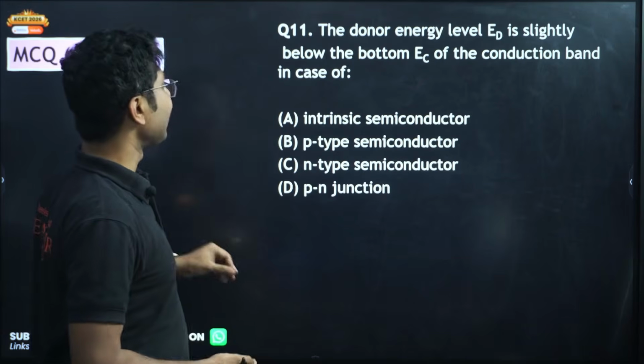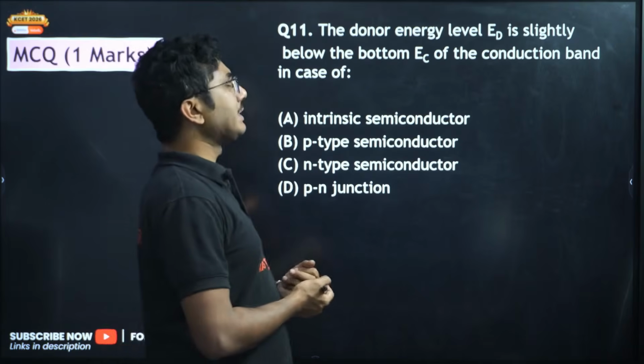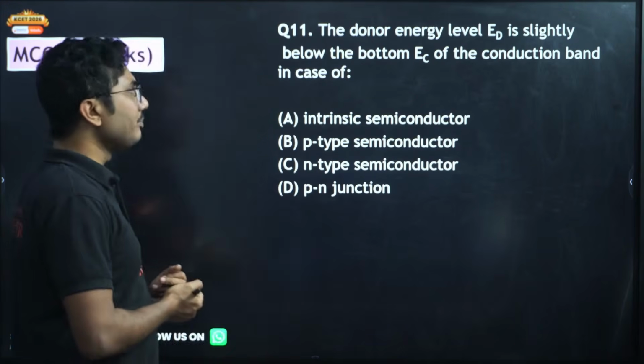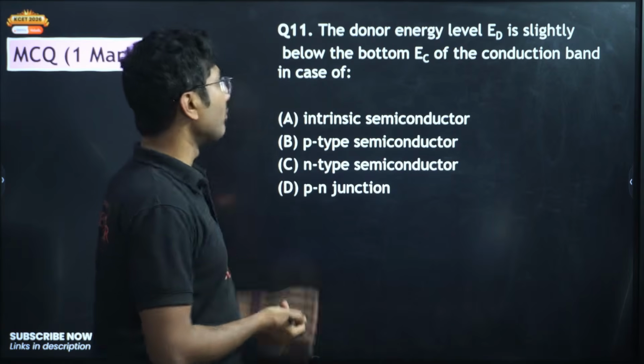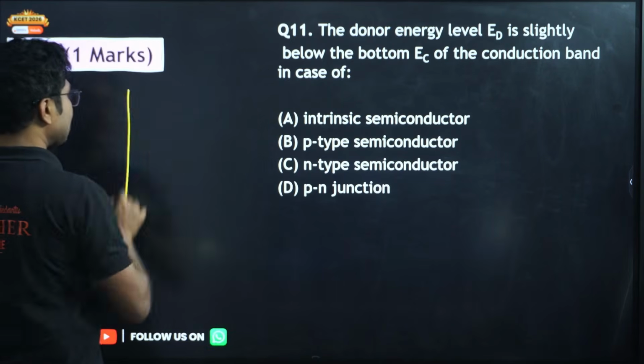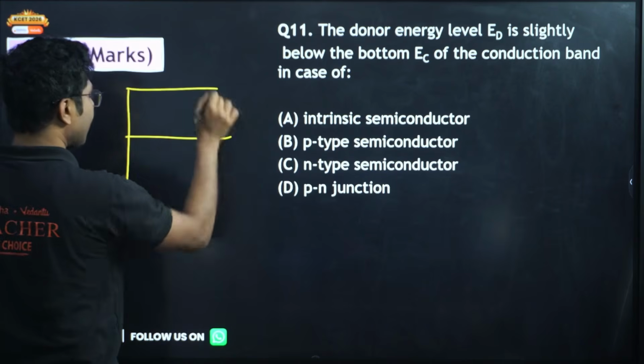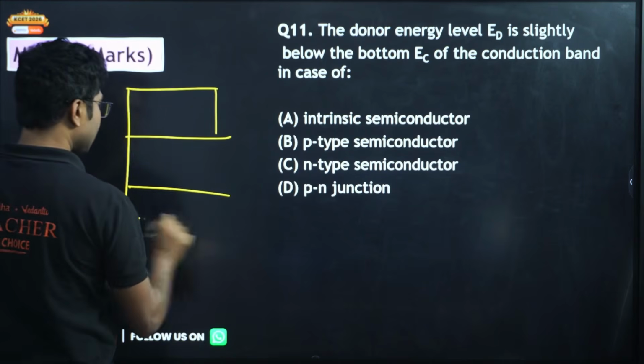Now question number 11: the donor energy level ED is slightly below the bottom EC of the conduction band. In case of donor energy level, if you draw the band diagram, you will observe it like this.